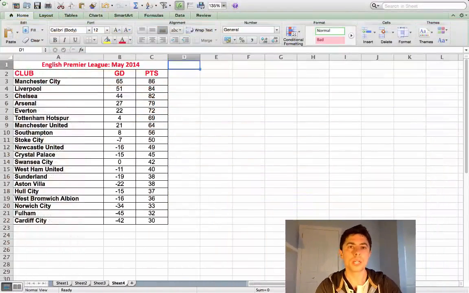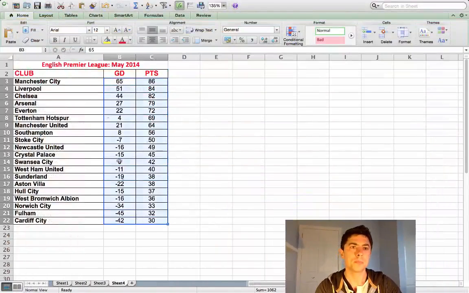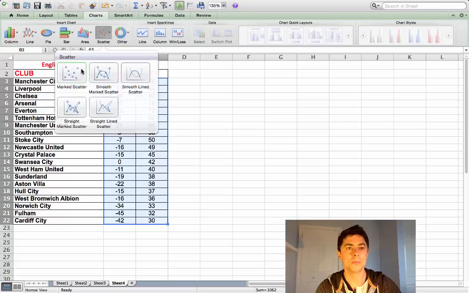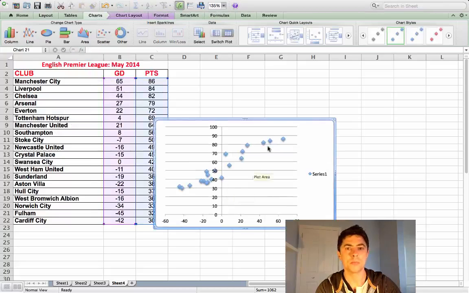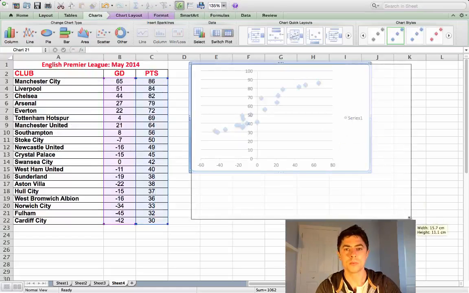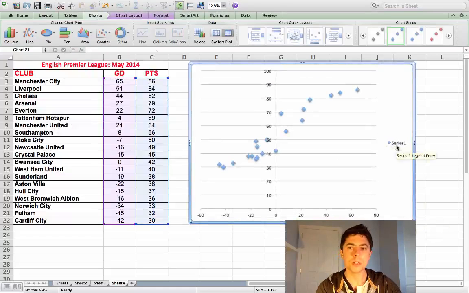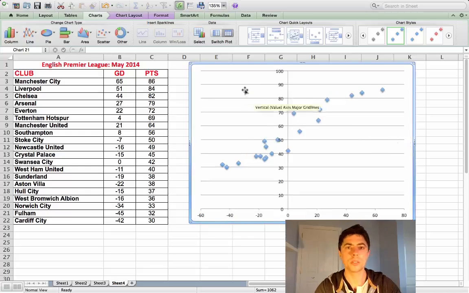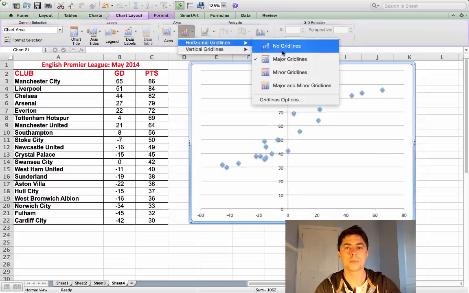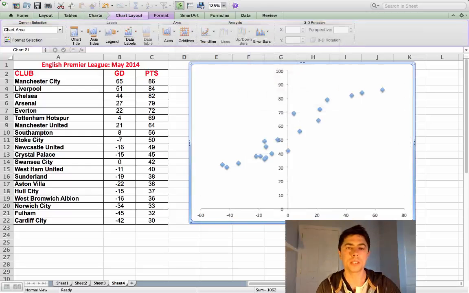So again, we just quickly highlight the data, go to charts, scatter, marked scatter, and again we can get rid of the legend and we'll get rid of the grid lines. So here we see a slightly different way of how a scatter graph is presented.